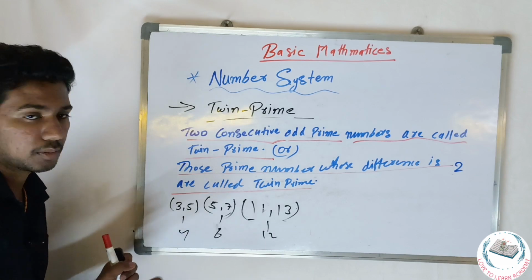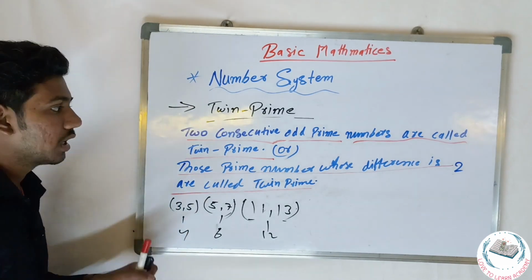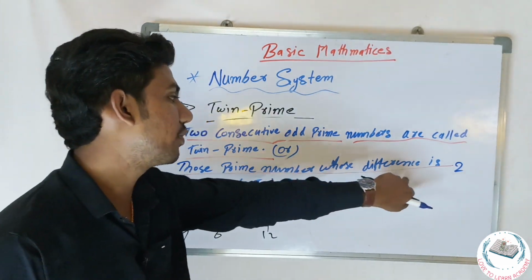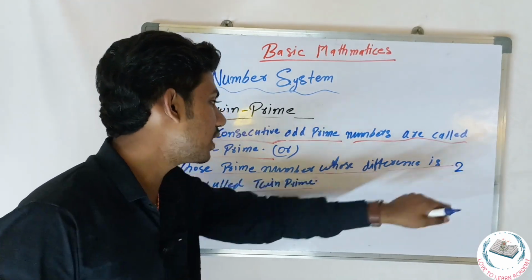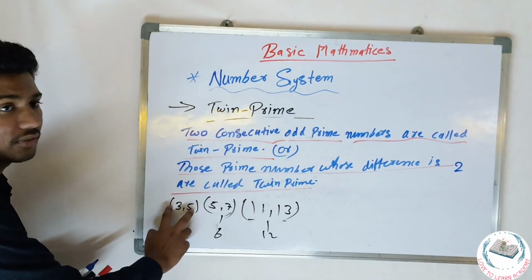Two numbers are called prime numbers, and the difference is only 1. Don't go here; those are prime numbers whose difference is 2. A difference of 2 means two numbers with only one number in between.